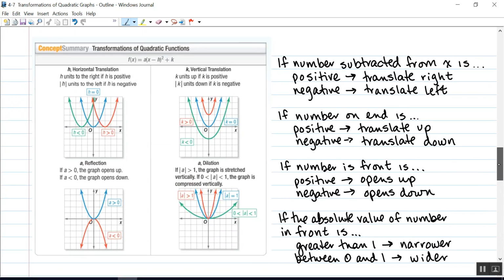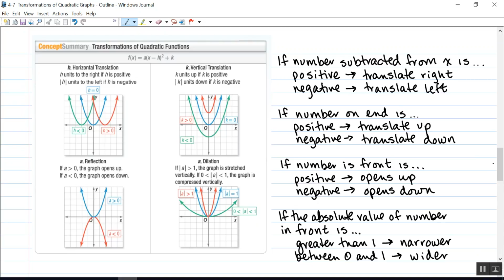So here's a chart from your textbook, and we've talked about this back in chapter 2, some of the transformations that we do on functions. Remember that we said the number inside the parentheses is kind of the opposite of what you might think. Here's the vertex form of a parabola, of a quadratic function, and notice it's an x minus h. So if h is a positive number, like x minus 5, it's going to move to the right. If h is a negative number, which would make that x minus a negative, basically x plus a number, it's going to move to the left.